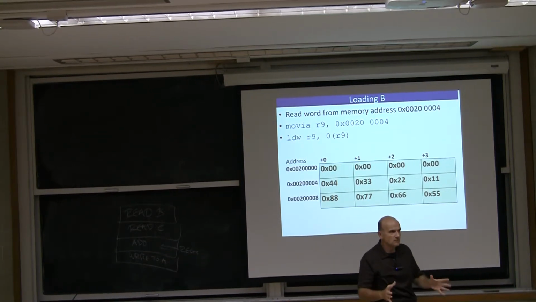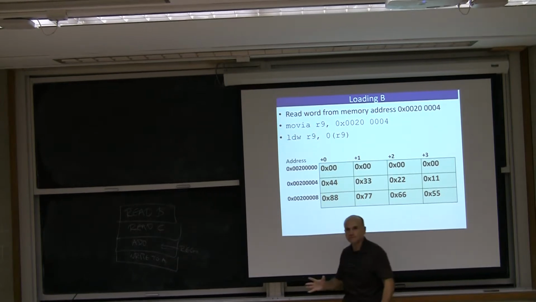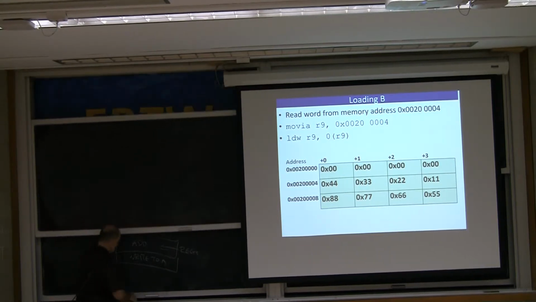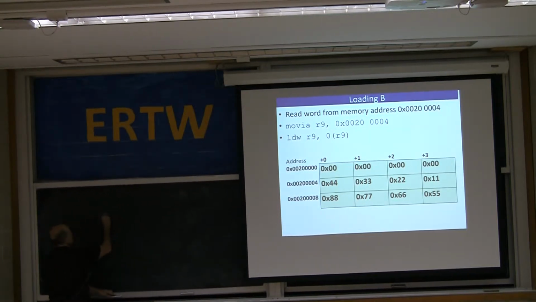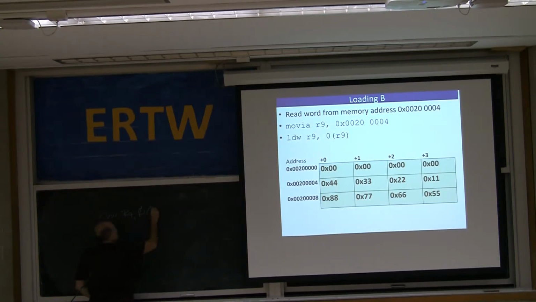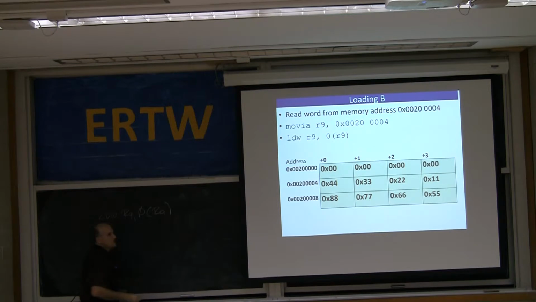Should I draw this, or is everybody okay with this? That's the address. This is the address, but there's some flexibility there. Whether you like it or not, you have to use it. So when we say load word R9 0 R9, the steps here are the following.